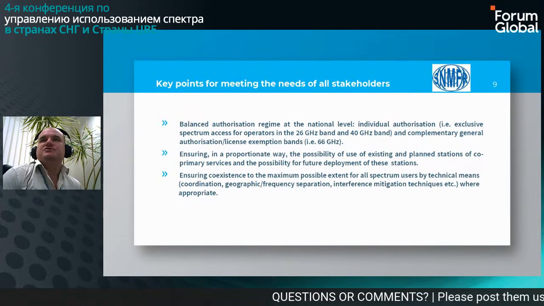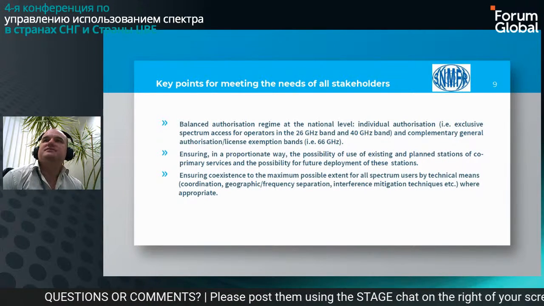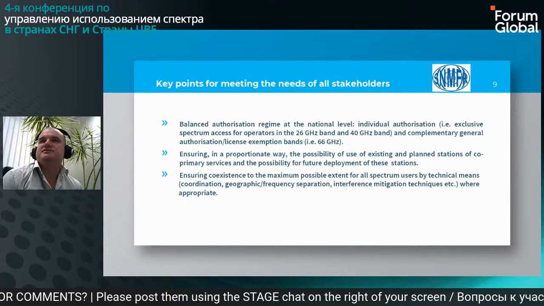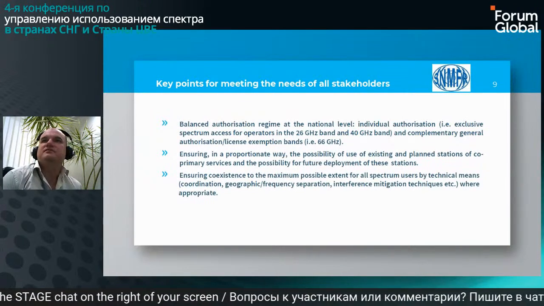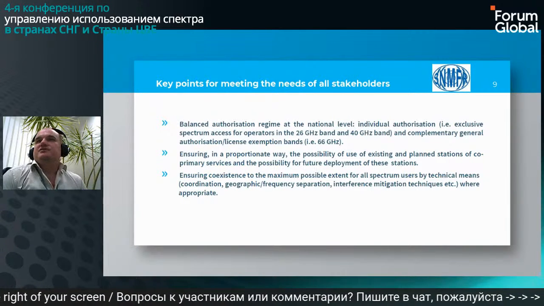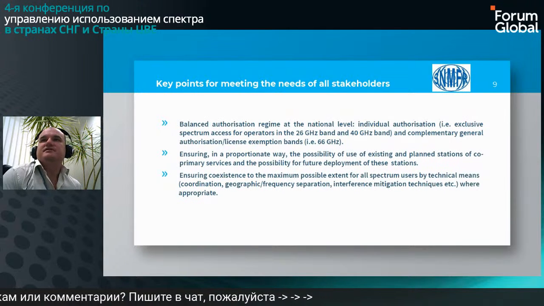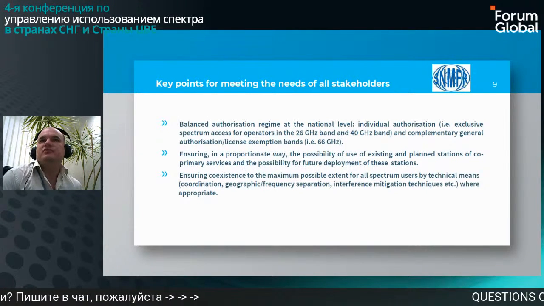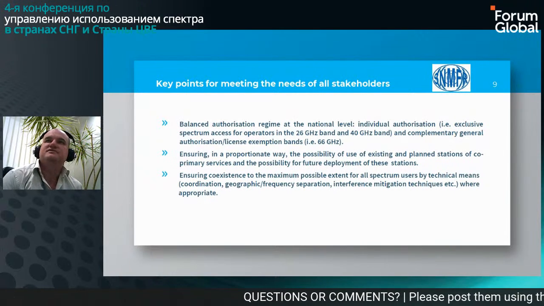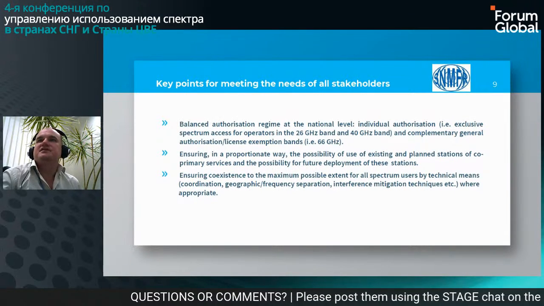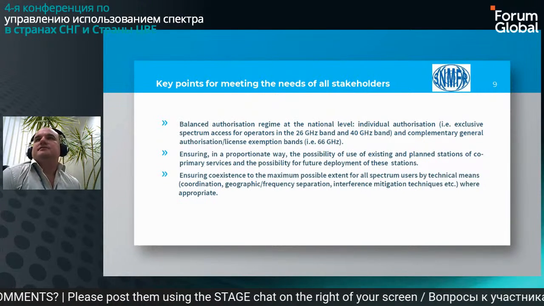Our key point for ensuring compatibility is ensuring, in a proportional way, the possibility of use of existing and planned stations of co-primary services and the possibility for future deployment of these stations, by ensuring to the maximum possible extent, for all spectrum users, technical means where this is feasible and appropriate, for example using coordination contours, geographic or frequency separation, interference mitigation techniques, site shielding, and so on.